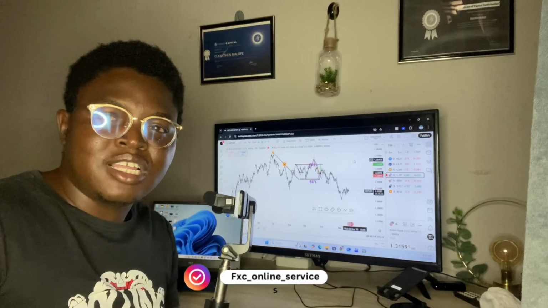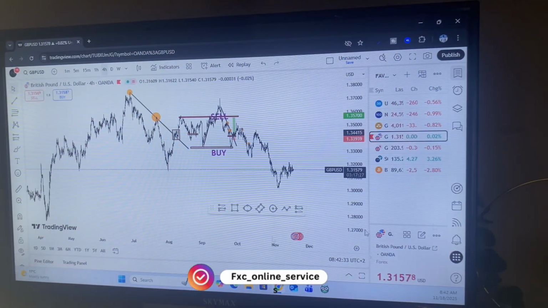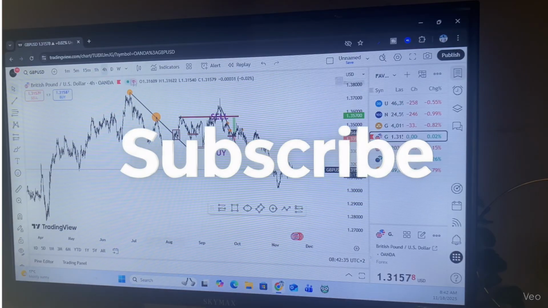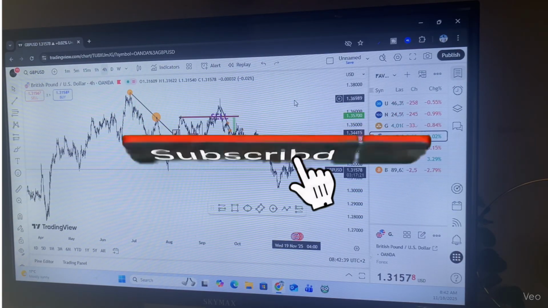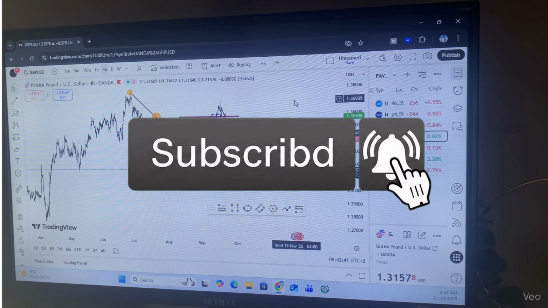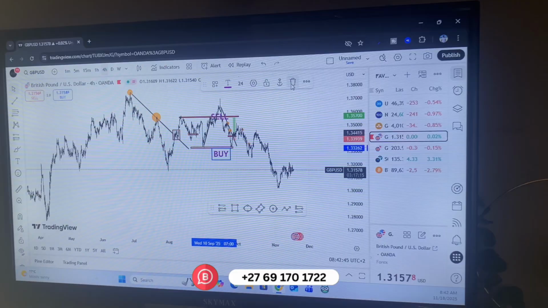Let's go ahead. Let's see the screen together. Let's dissect the charts together. First thing first is to go on a 4-hour time frame. That's where the opportunities are clearly seen. The 4-hour time frame shows me what I want to see.